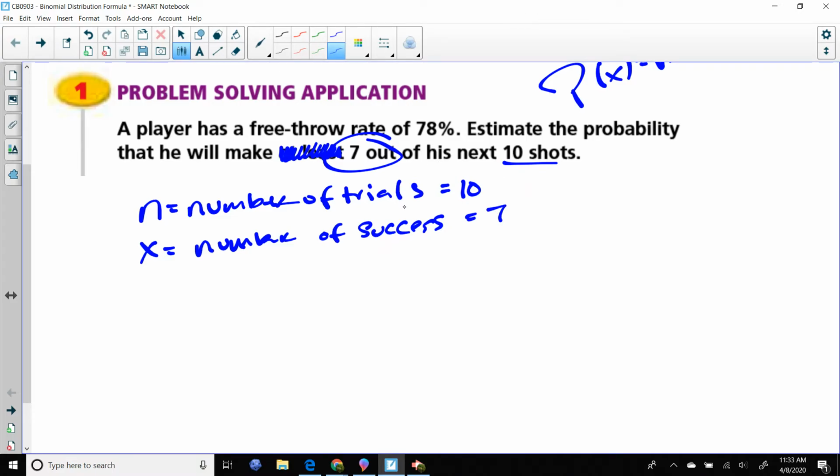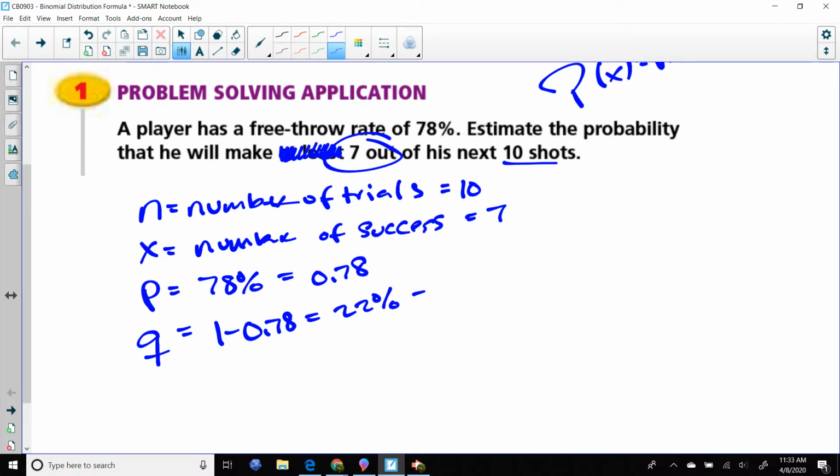All right. So now that I've got my 7 out of 10, what I'm going to do next is find my success rate, which is lowercase p. Success rate in this case is 78%, which is going to be 0.78. And then the failure rate is going to be the letter q, which is the opposite, or the complement of it. So this is going to be 1 minus 0.78, which in this case is going to be 22%, or 0.22, and that's the number we're going to use.